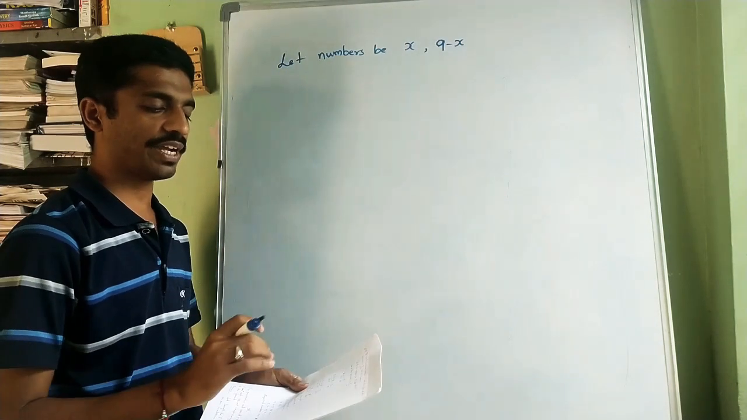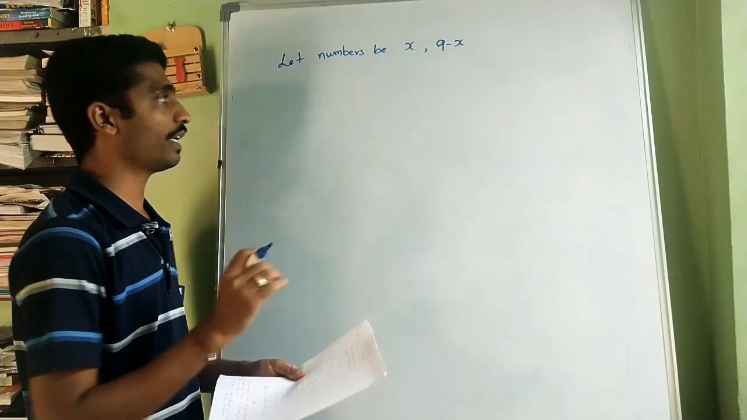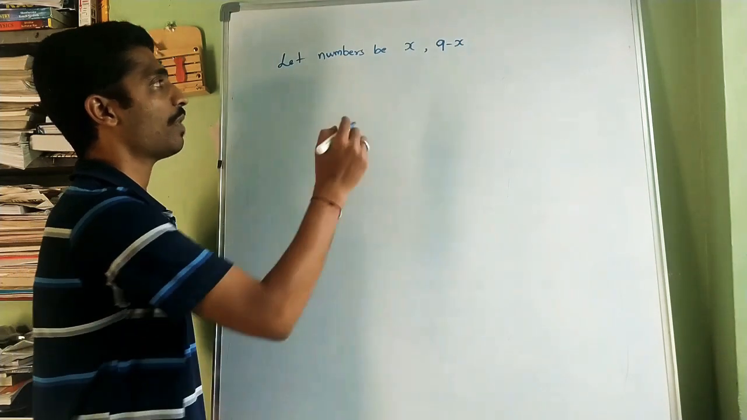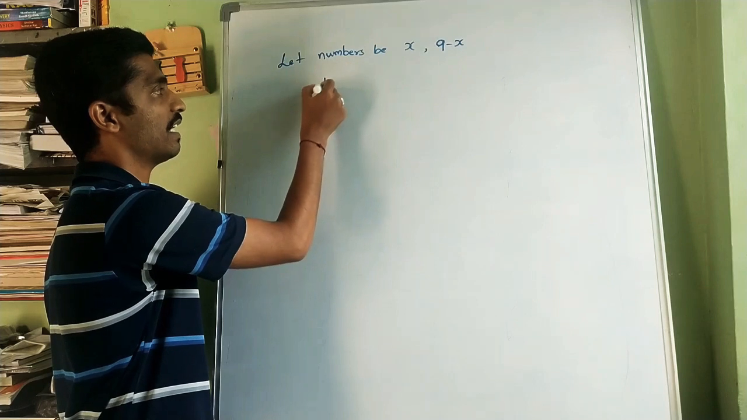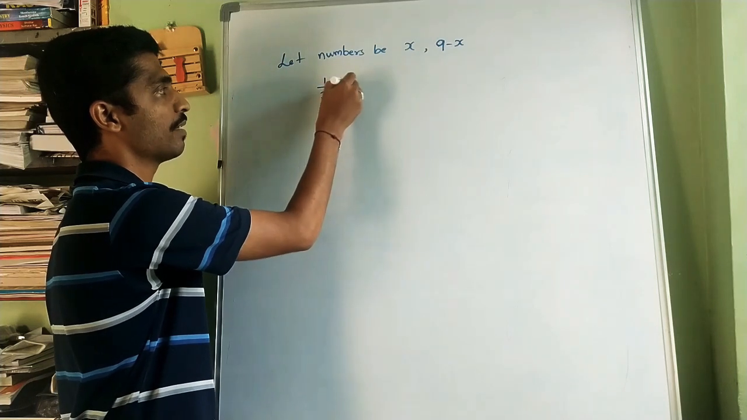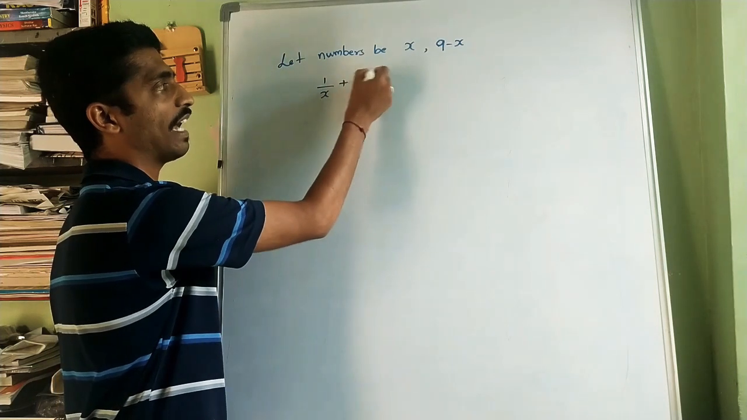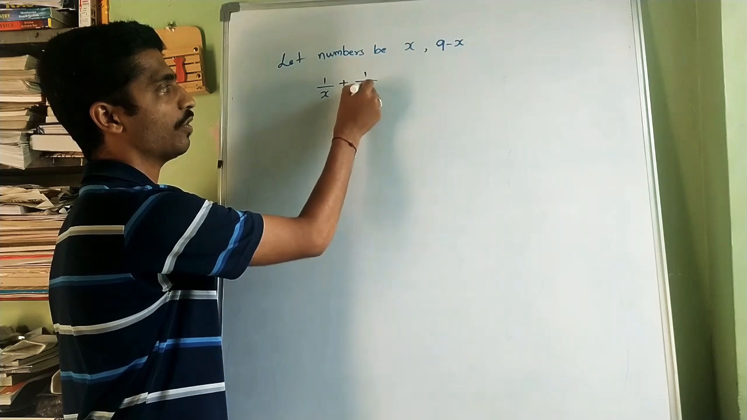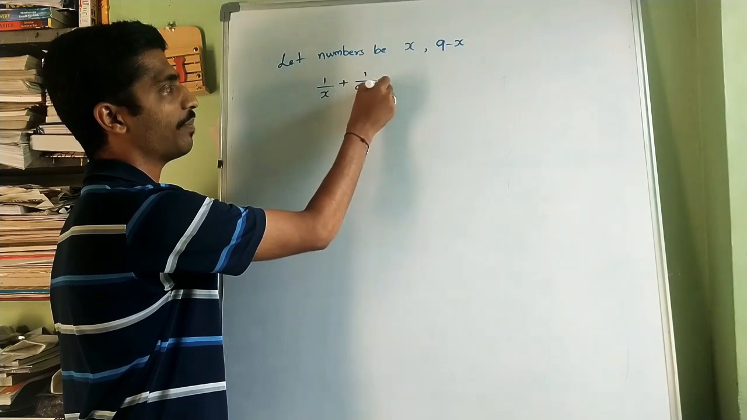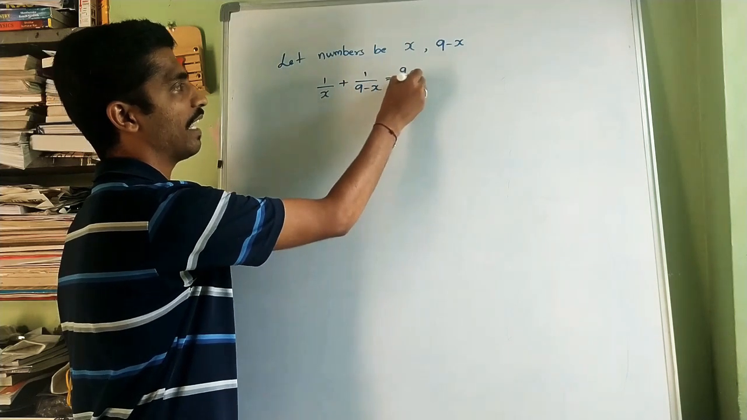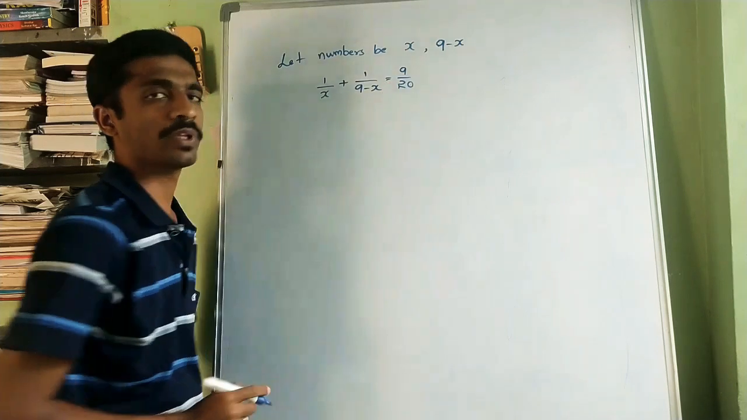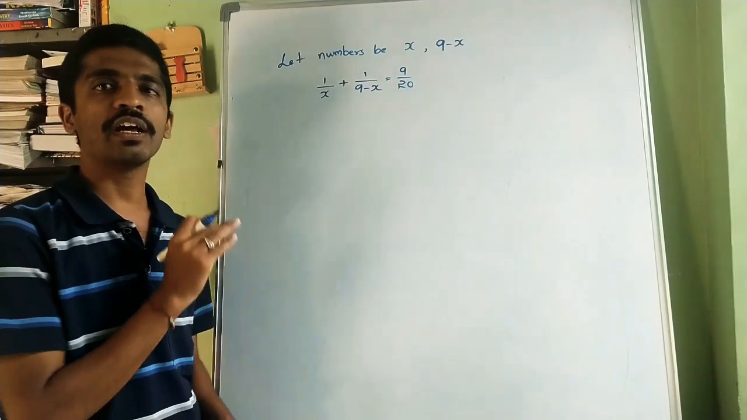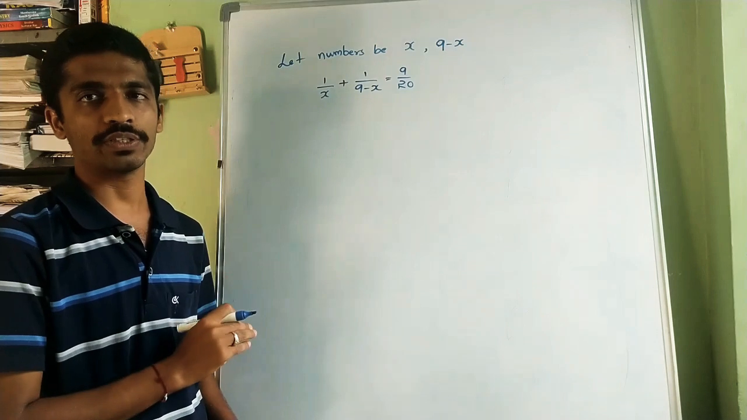And in continuation, the sum of their reciprocals is 9 by 20. Sum of reciprocals means x is there, its reciprocal will be 1 by x, plus 9 minus x is there, its reciprocal will be 1 by 9 minus x. We will get here 9 by 20. Okay. So we have to find the value of those numbers.